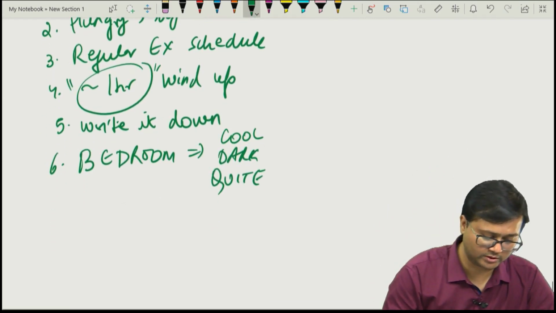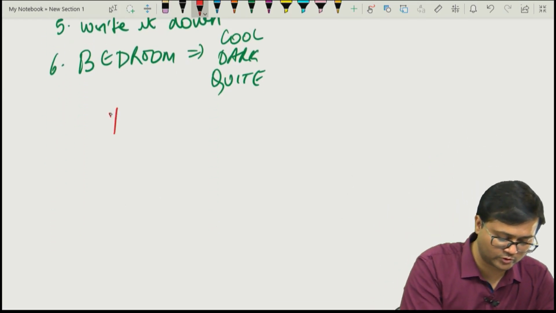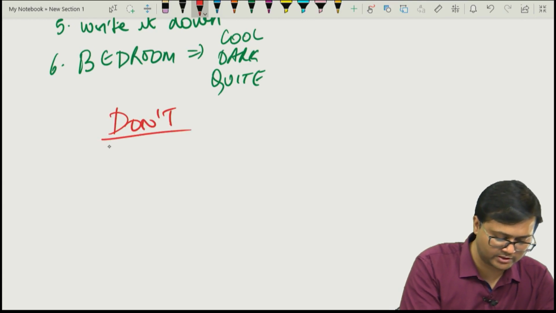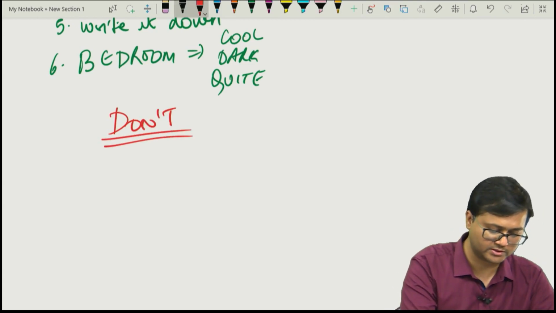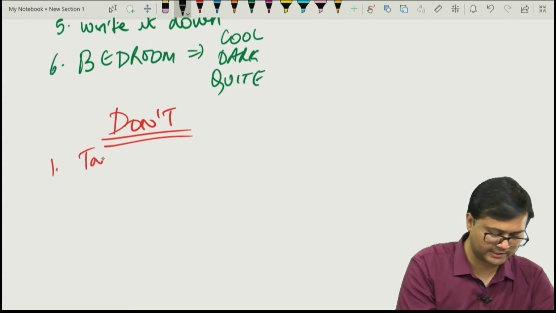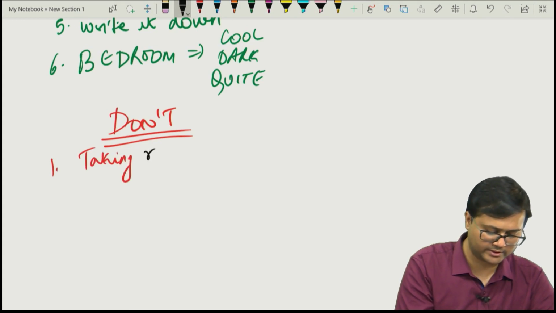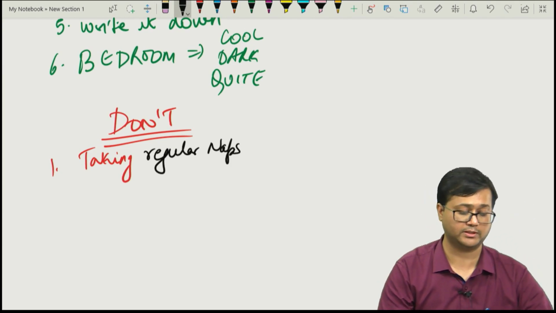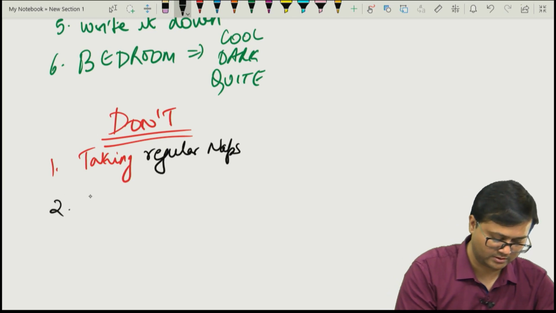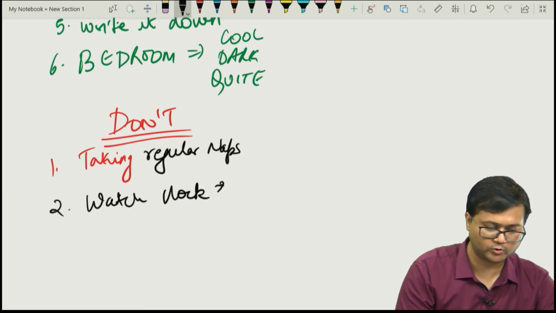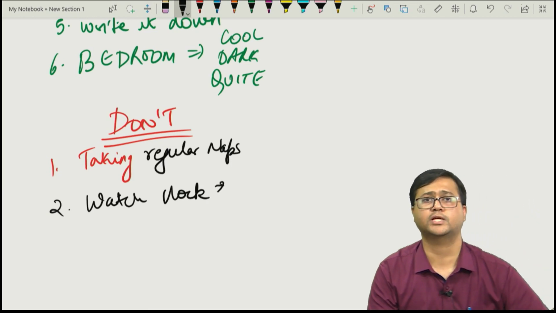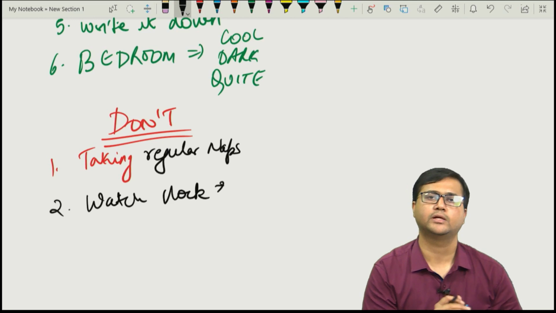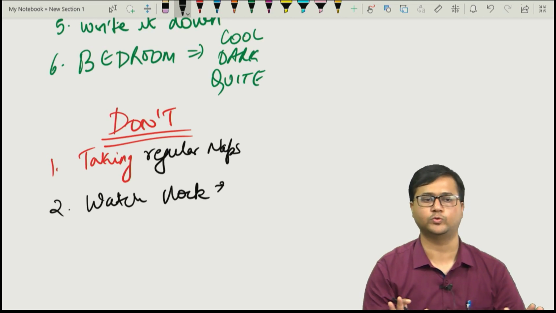Now coming to the don'ts, what we should not do to have a good sleep. The first is taking regular naps. So one should not take regular naps in the daytime. Then watching the clock to know the time. For example, a lot of us have the habit, if we are not able to sleep, of checking the time again and again. We should not do this.